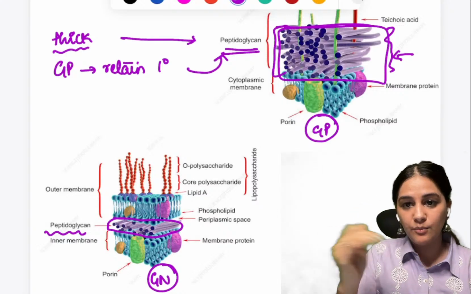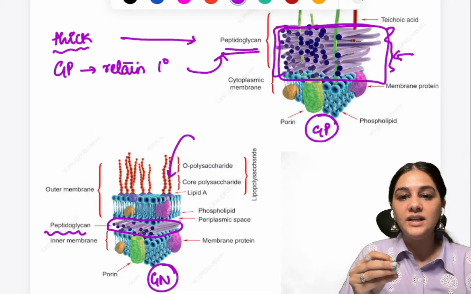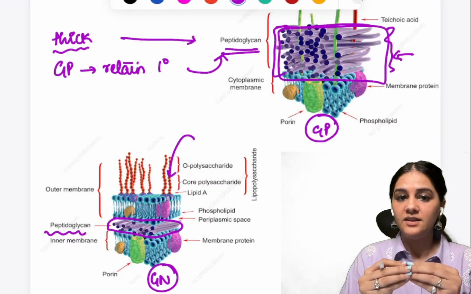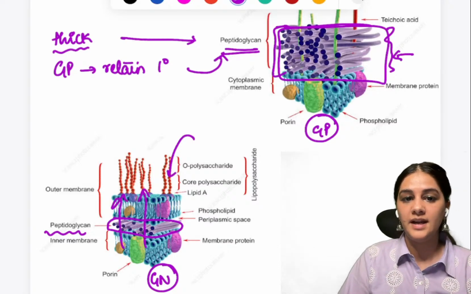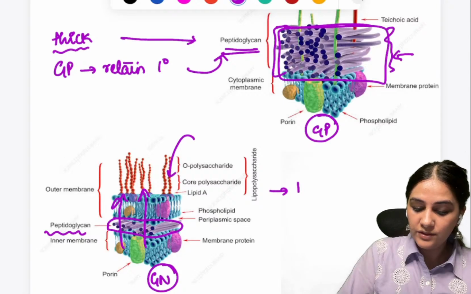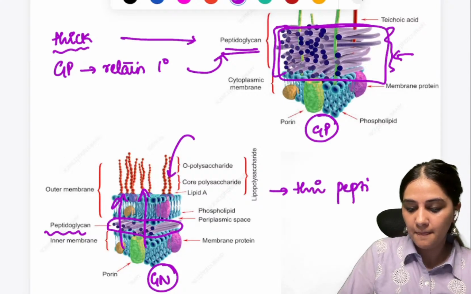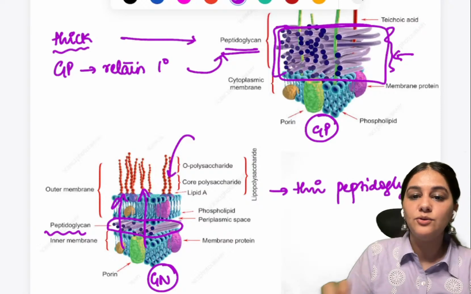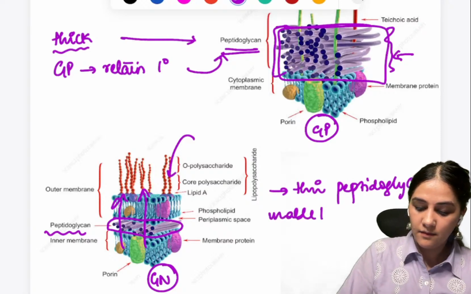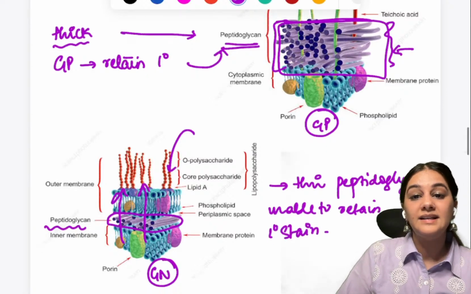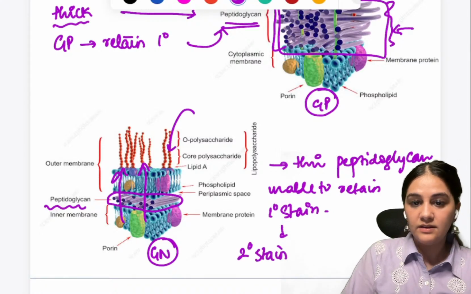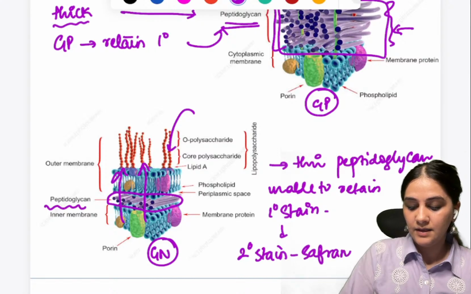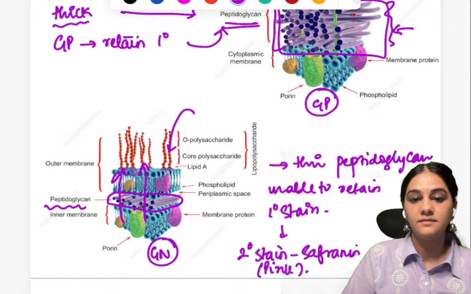So what is happening? When we're putting a decolorizer here, the iodine and dye bond is very, very strong. But because the peptidoglycan layer is so thick, the stain is able to move out. So because of the thin peptidoglycan, it is unable to retain the primary stain, and that is why it retains the secondary stain. So what is the secondary stain? It is safranin, and that is why it is pink in color.